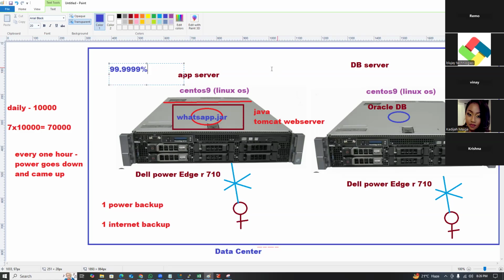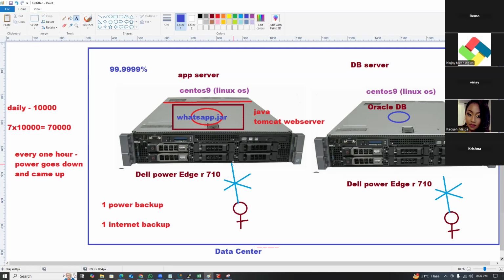Guys, now you understood? So what is a data center? Data center, they are providing rental space to keep our servers. And they are providing 99.99% uptime and durability, sustainability, everything they will provide, guys. So that's the reason we are keeping our servers in the data centers. So where are we keeping our servers, guys? Data centers.